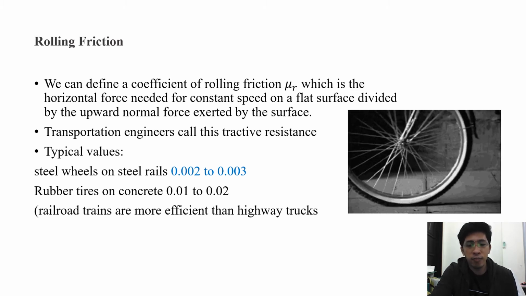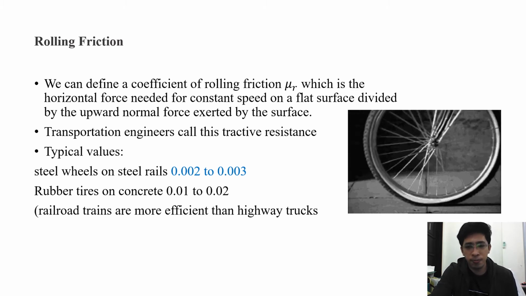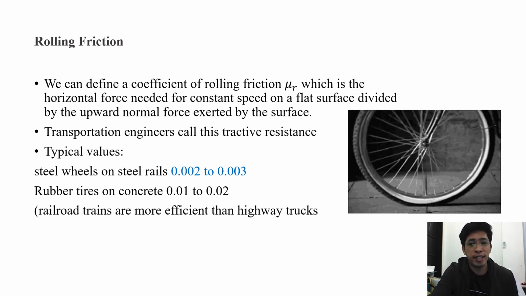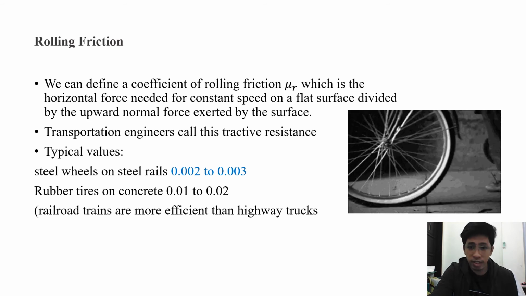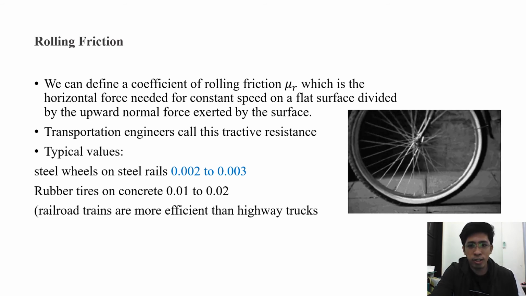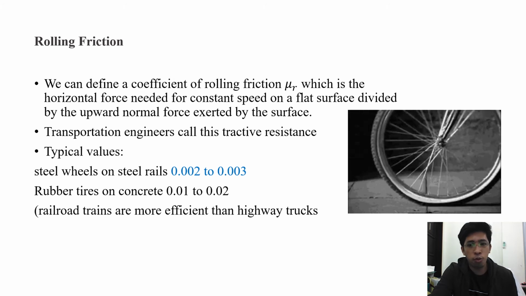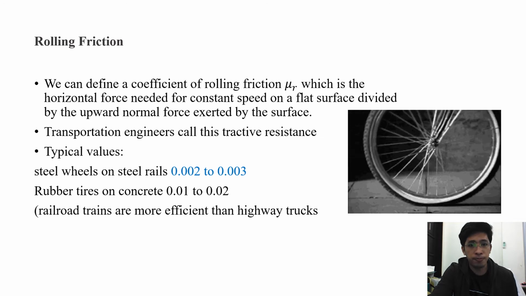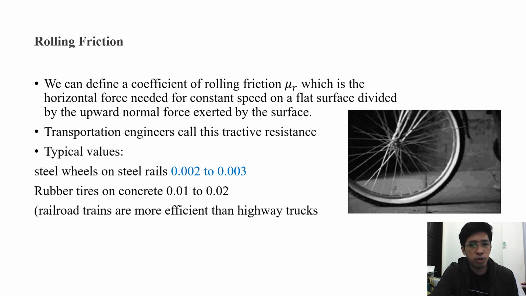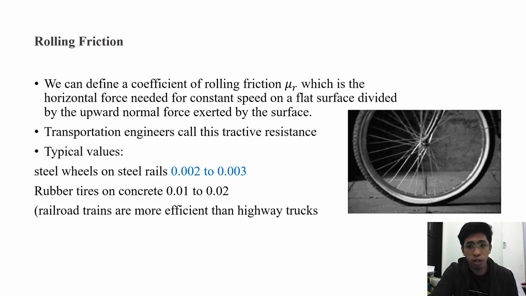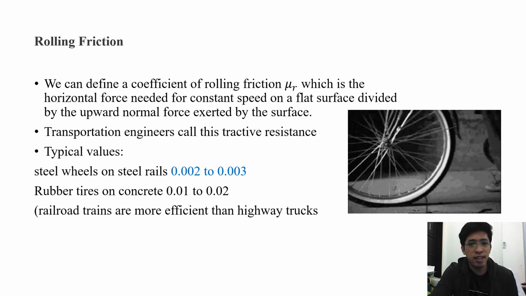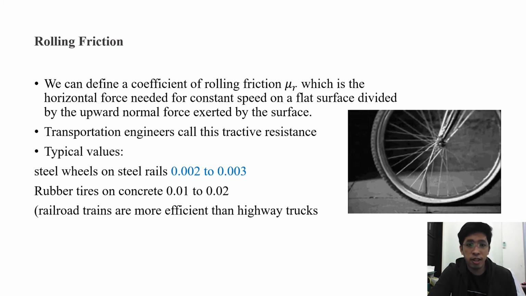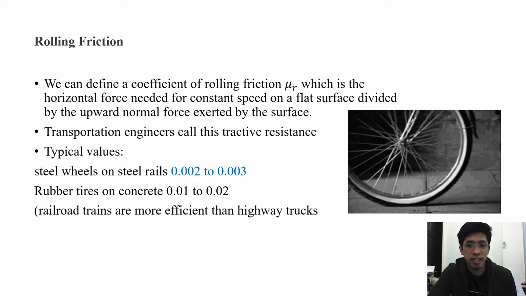And as you can see, your rolling friction is smaller compared to both your static and your kinetic friction. That is the reason why in transporting things we usually use wheels to make our work easier, since you have smaller rolling friction. Railroad trains are more efficient than highway trucks because the rolling friction of rubber tires on concrete is greater than that of steel wheels on steel rails.